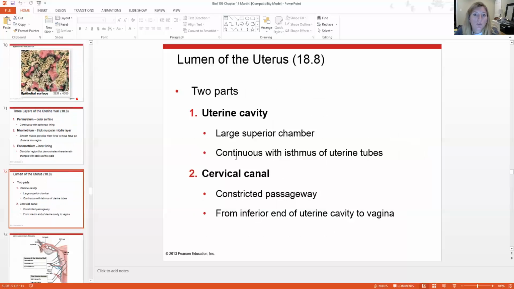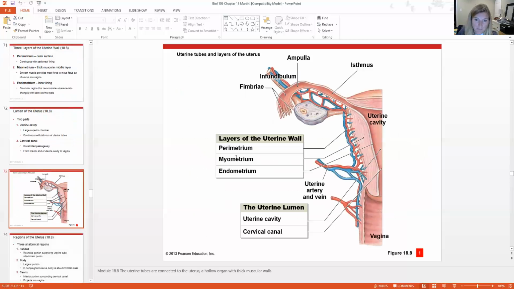2 parts to the uterus. There's a uterine cavity and the cervical canal. The uterine cavity is the superior chamber continuous with the isthmus of the uterine tubes. The cervical canal is the constricted pathway, which is at the inferior end of the uterine cavity. So here you see all of our layers. The perimetrium, myometrium, endometrium is that inner lining, cervical canal, uterine cavity.